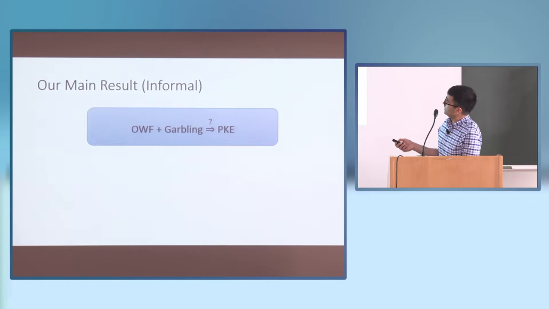Okay, so back to our main question. Again, we ask whether we can bridge the gap between public key encryption and one-way function using garbling-based and non-black box techniques. And the answer is, any guesses?